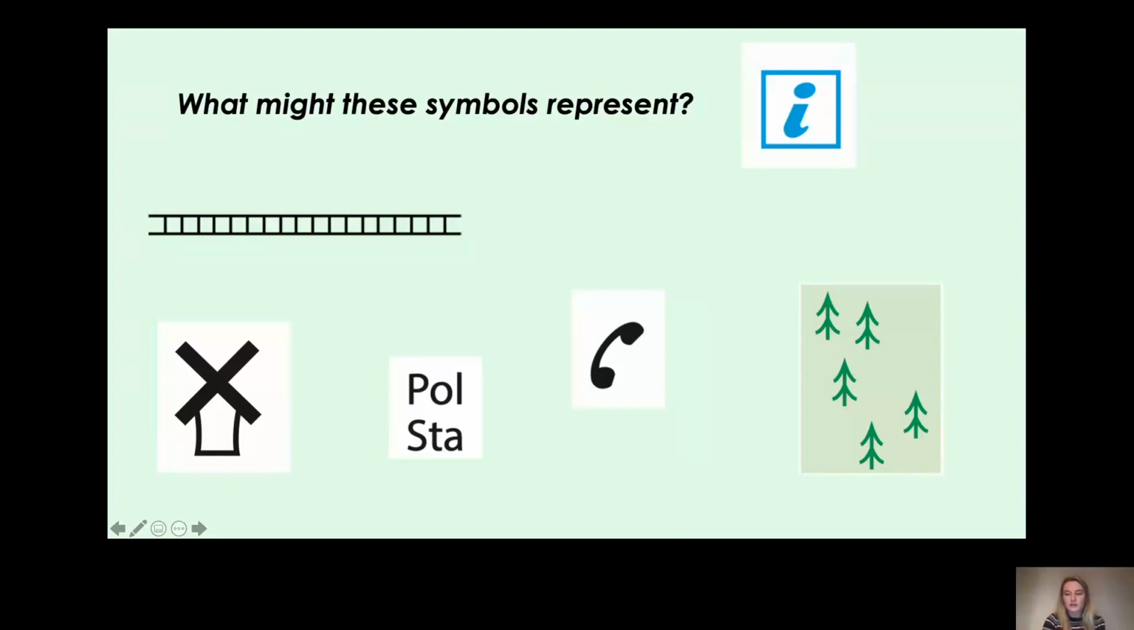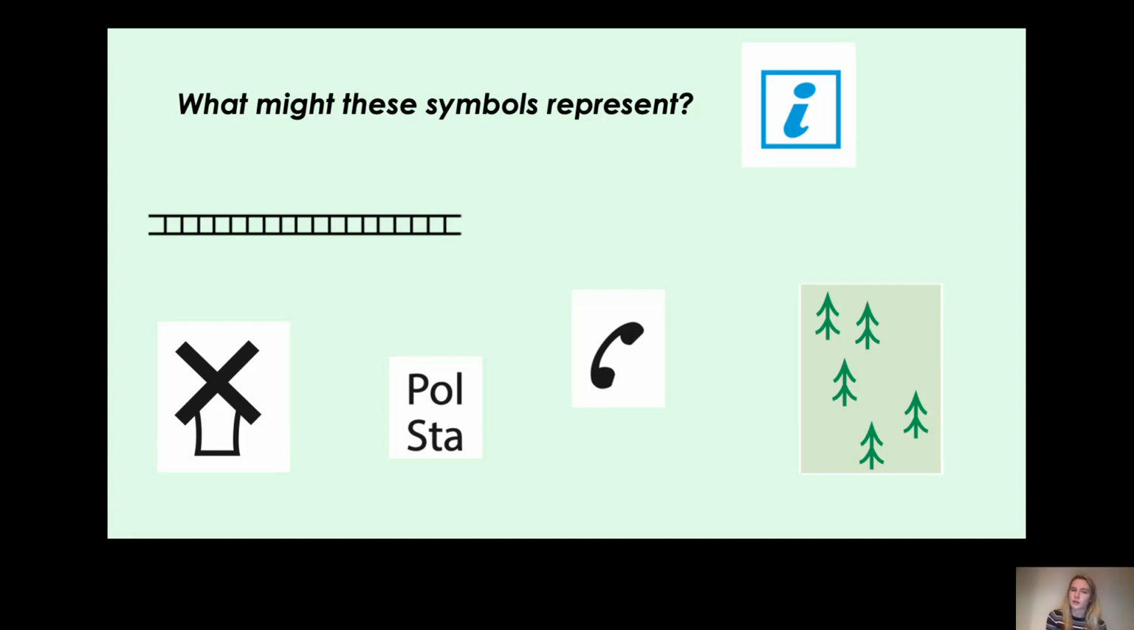So we've just found out that a symbol can be a line, some letters, a shortened word, so we had SCH for school, a coloured area, or a little picture that looks like what the object looks like in real life. So we had the castle that looks like a castle in real life, and we had the lighthouse that looks like a lighthouse in real life.